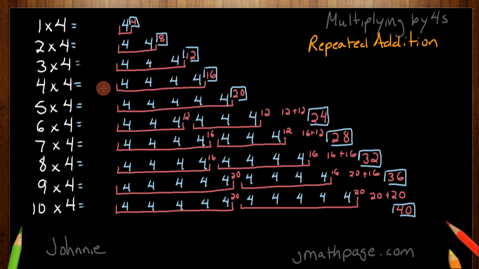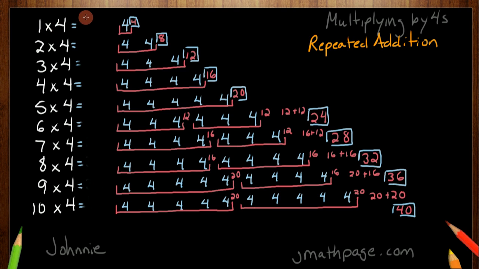4 times 4 equals 7 times 4 equals 3 times 4 equals 8 times 4 equals 2 times 4 equals 9 times 4 equals 1 times 4 equals 10 times 4 equals 5 times 4 equals 6 times 4 equals. How'd you do that time? Let's write them in to see what we have.